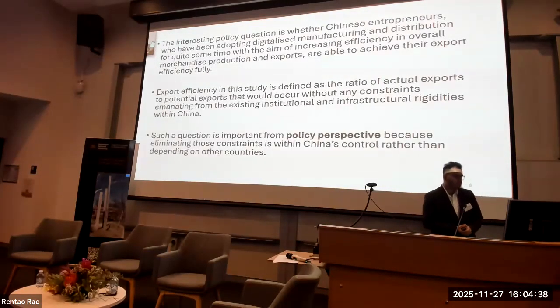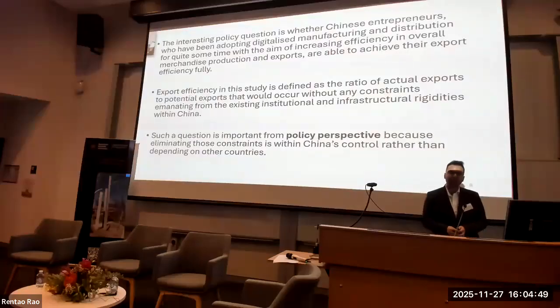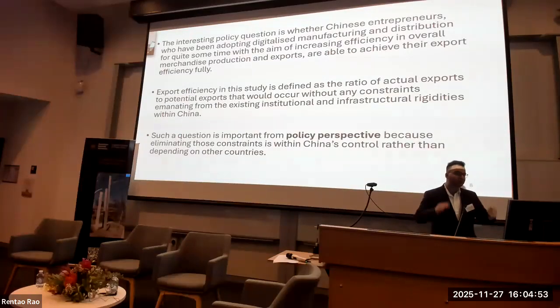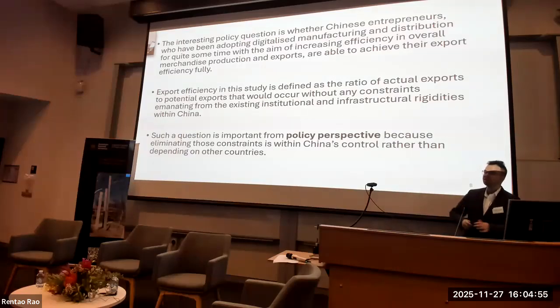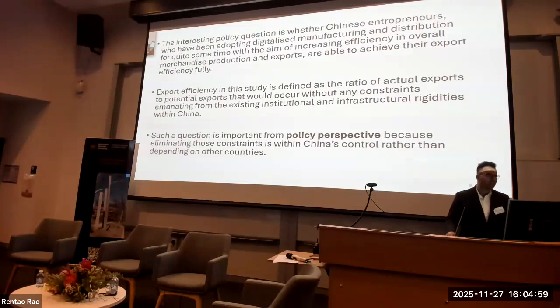So now the interesting policy question is whether China has achieved export efficiency in its current trade. Export efficiency is the ratio of the actual exports which China is doing divided by the potential exports which China should have, given its domestic resources and technological advancements.